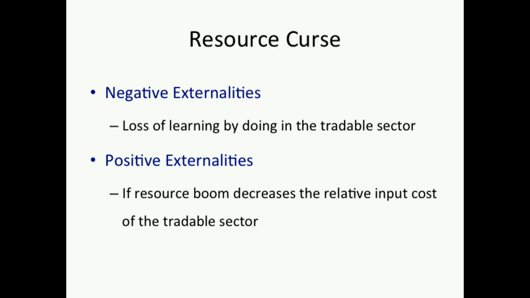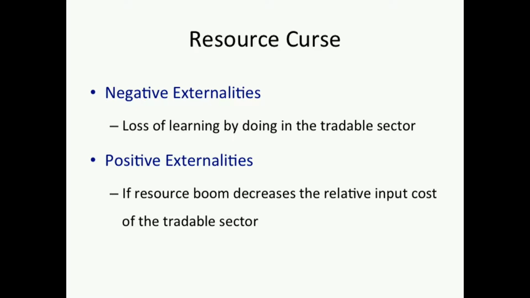Other stuff isn't tradable? Anything that you could think of as shipping somewhere else is tradable. So construction is usually non-tradable because you can't move buildings. Haircuts are non-tradable. Natural resources are also tradable. Right. But we're going to think about those as being different, so they are tradable, but we're sort of separating them out from other tradable things.